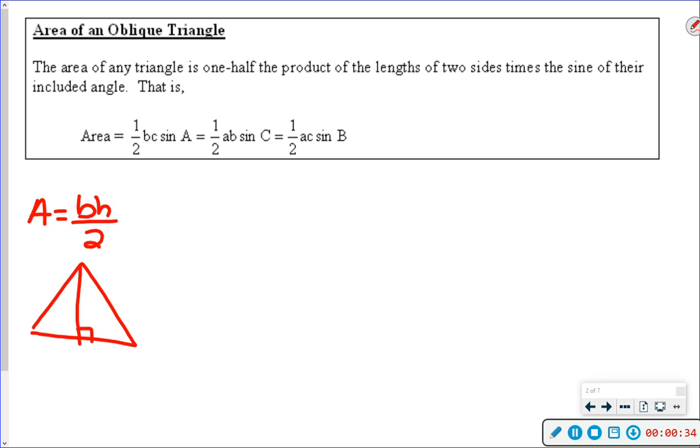Now, you have a nicer, easier formula. It says the area of any triangle is 1/2 the product of the lengths of the 2 sides times the sine of the included angle. So if you're a picture person, I'm not even going to label A, B, C and talk about which formula. I'm just going to make some numbers up here.